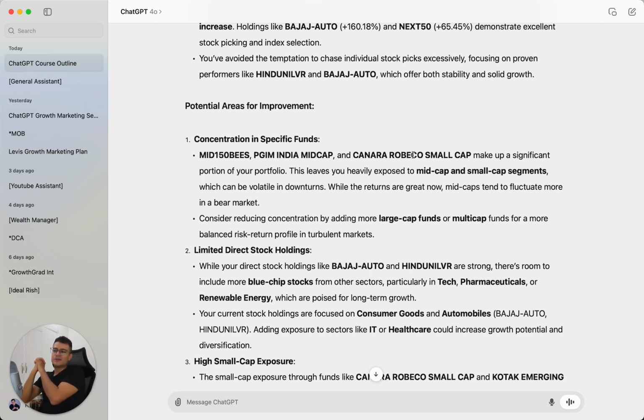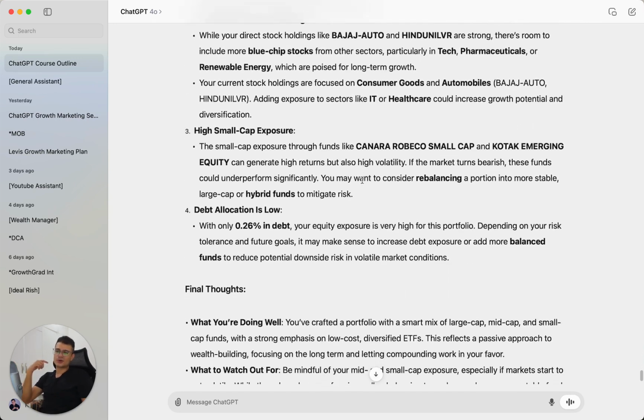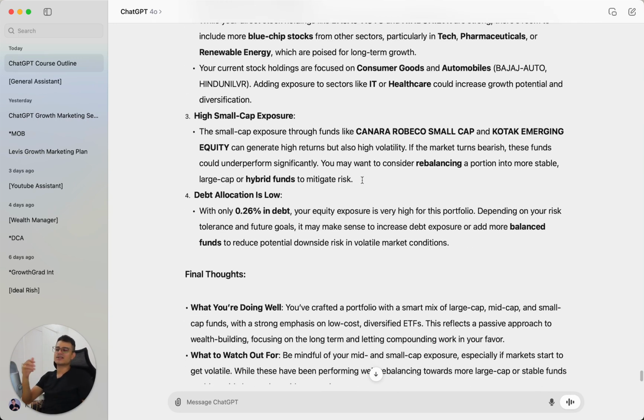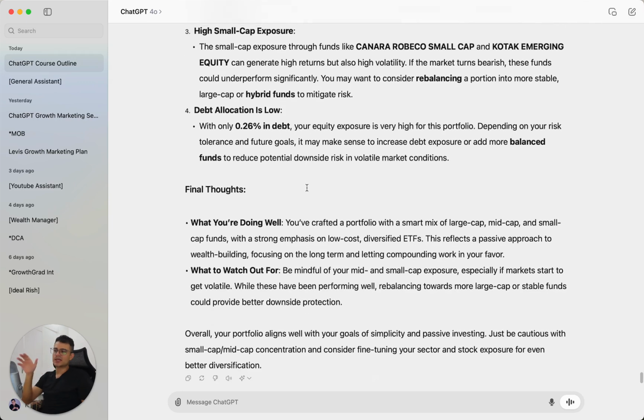Mid-cap 150, PGIM India mid-cap, Robeco small cap. It can be more volatile. Of course, there could be some overlap as well between the mid-cap funds. Limited direct stock holdings. This is something that people also talk about on my videos. You could have more individual stocks. Again, I don't want to do that, and I can explain to ChatGPT why. And your equity exposure is very high for this portfolio, so some debt will be good.